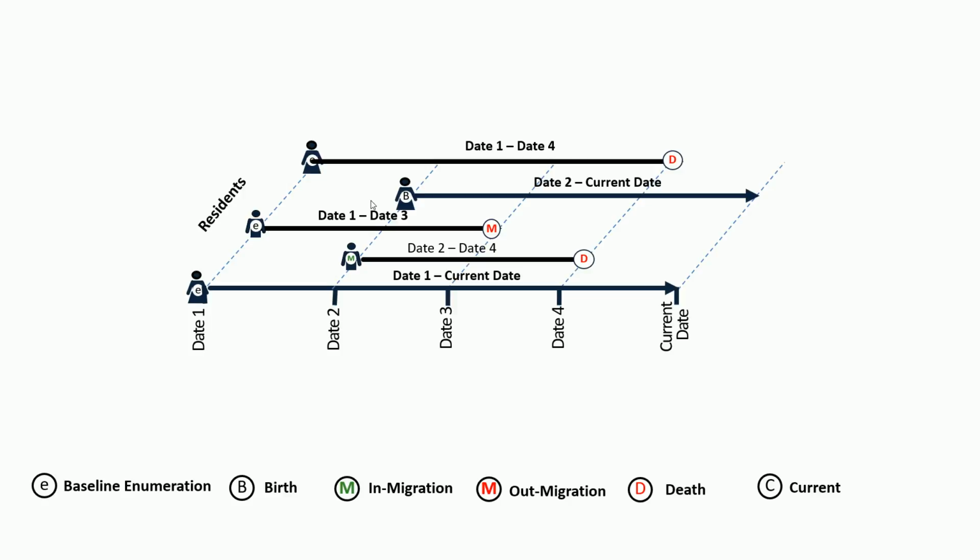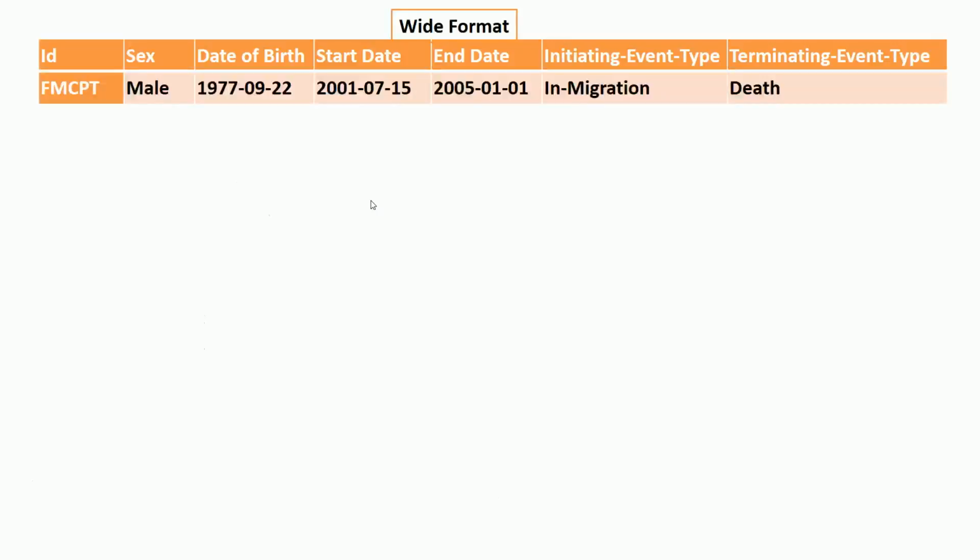Now, in real time, this is a typical table that you will come across as far as residence episode data is concerned. This data is in a wide format. In this table, we can see hypothetical information of an individual with ID FMCPT. This individual is male, date of birth 1977, September 22nd. We can also see the start date and the end date, the start event, the initiating event type, and the terminating event type.